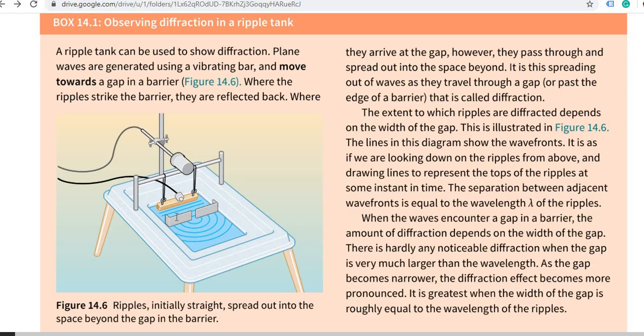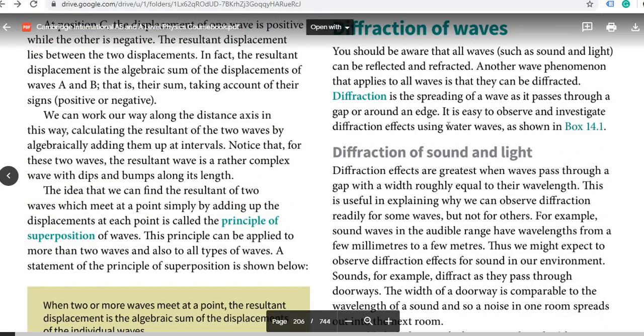Or you can even see it here, from one crest to the next crest, that is one wavelength. And if the size of this gap is equal or approximately equal to the size of the wavelength of these water waves, then you will have noticeable diffraction like this. So you can see here, this is the gap and diffraction is occurring. Diffraction is the spreading of a wave as it passes through a gap or around an edge.